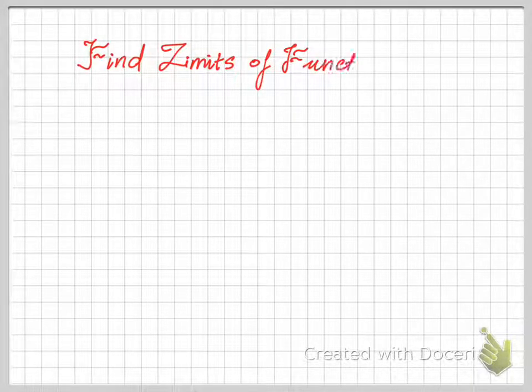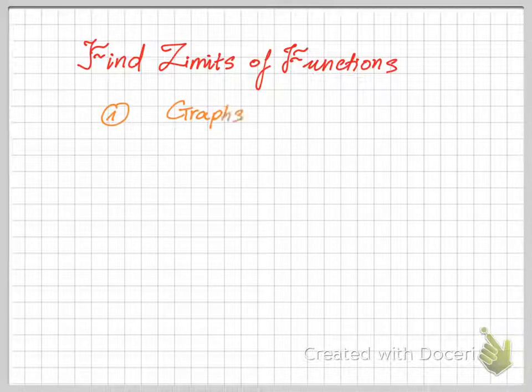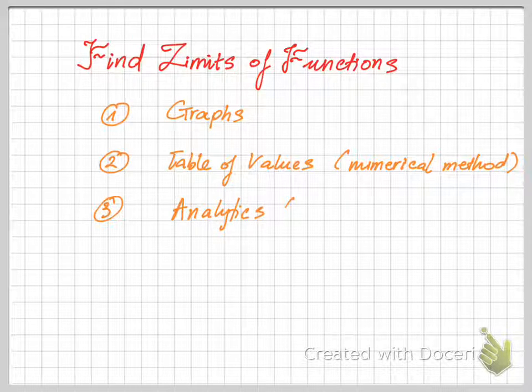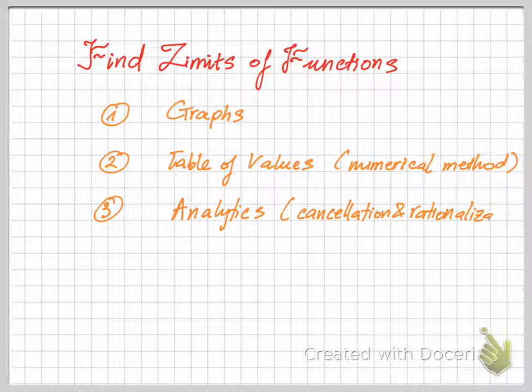This video shows how to find limits of functions using three main methods. The first method is you're going to use a graph of functions to find limits. The second is you're going to use a table of values, which is also called the numerical method. The third method is to use different techniques such as cancellations or rationalizations, and this in general is called the analytic method.